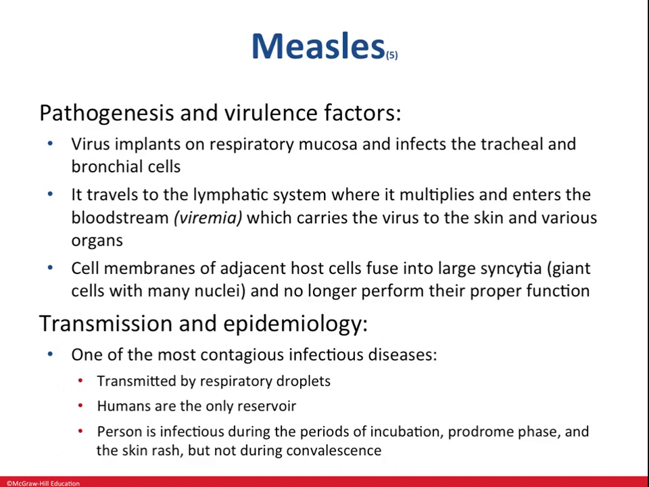The virus exists in the respiratory mucosa and infects the trachea and bronchial cells. It can travel to the lymphatic system, grow there, and get into the blood. With the blood flow, it can reach the brain and the other organs.